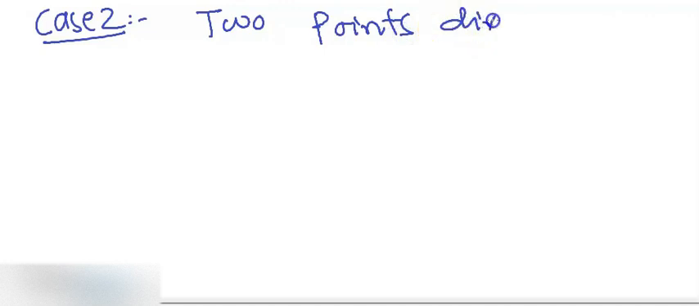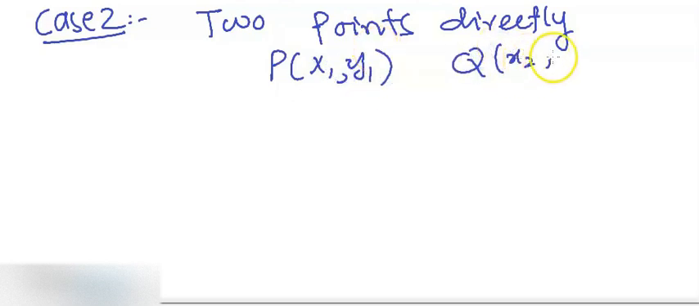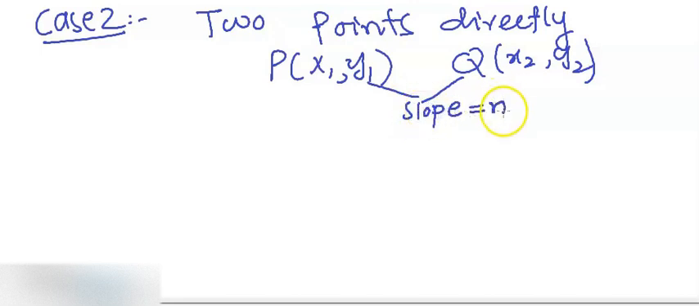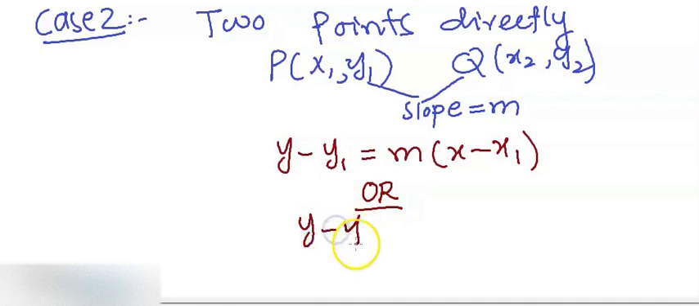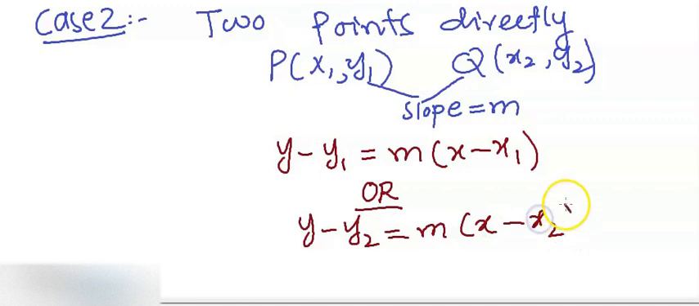Now let's consider case 2, when we are given 2 points directly. Let's say there are 2 points, one is x1 y1 and the other is point Q, that is x2 y2. Since we are given 2 points, we can calculate the slope m from these 2 points. And then we can apply the same formula as previously, y minus y1 equal to m times x minus x1. Or you can also do this, y minus y2 is equal to m times x minus x2. Once you have calculated the slope, you have a choice: either you can pick the point P x1 y1 or the other point Q, x2 y2. In both cases the equation is going to be the same.